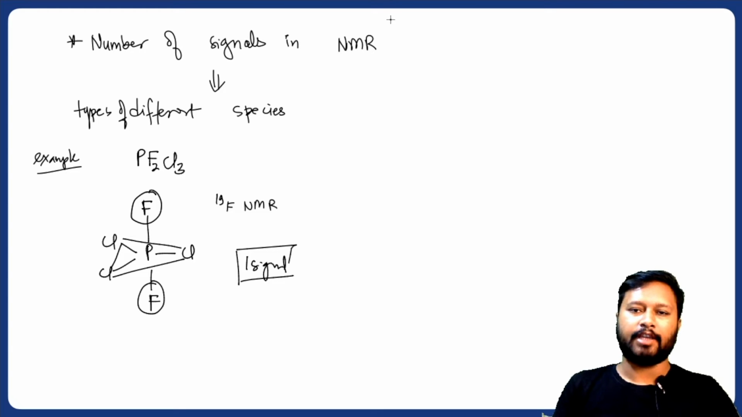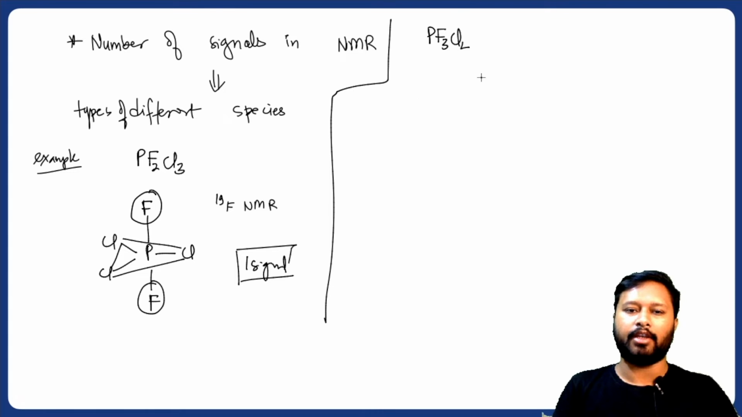But now if I change the molecule and make it PF3Cl2, the structure again is going to be trigonal bipyramidal, but now the positions of these groups are going to be something like this.